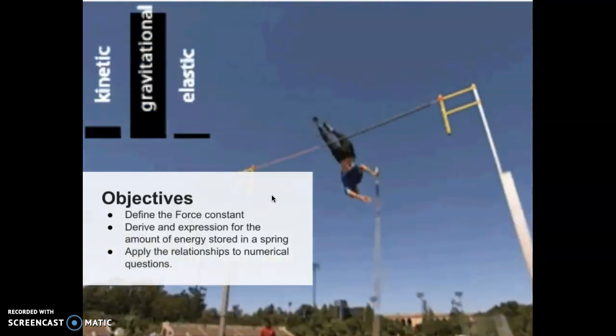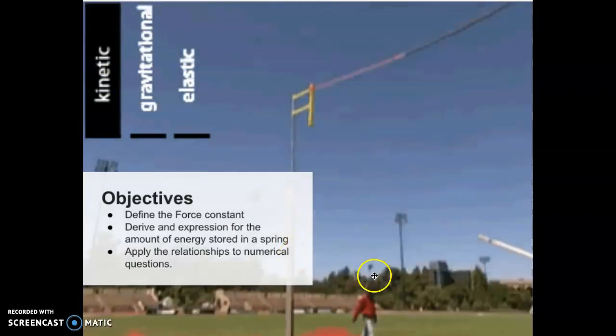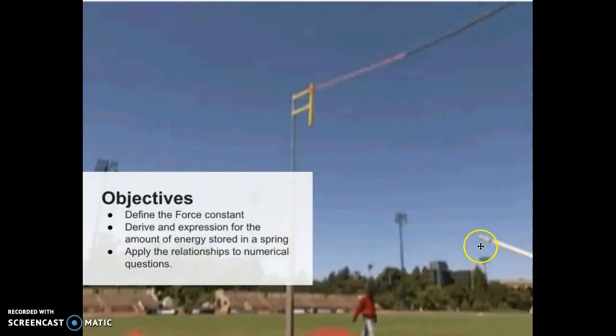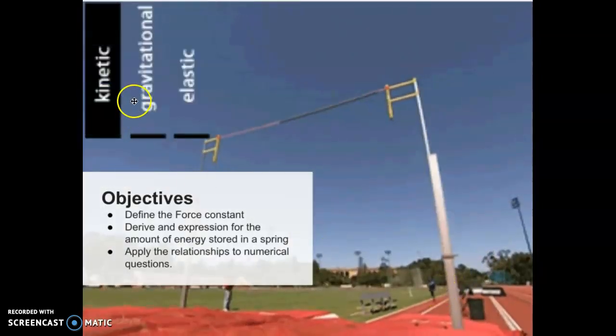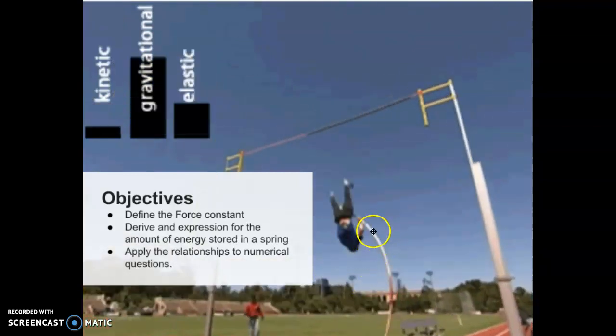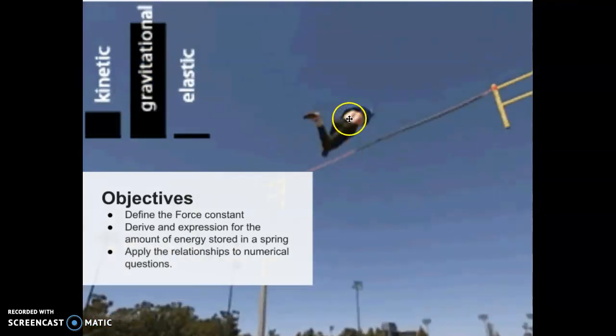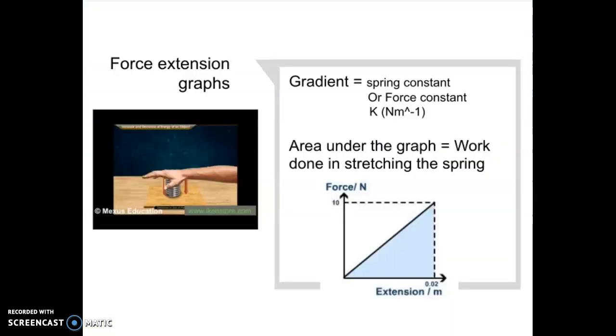Here we can see another example of a transfer of energy from stored to kinetic. Initially, this running athlete has kinetic energy, which is then transferred to the elastic energy of the pole, which is then transferred to gravitational and then to kinetic again. Now let's look at the main features of a spring, for example.